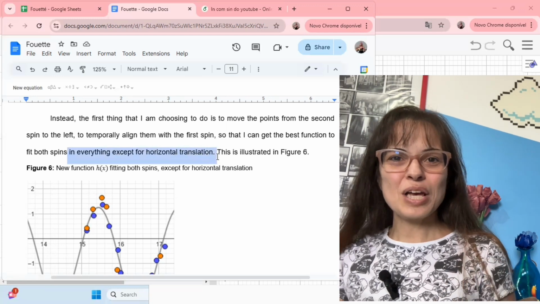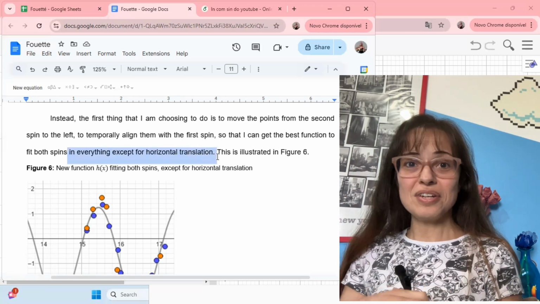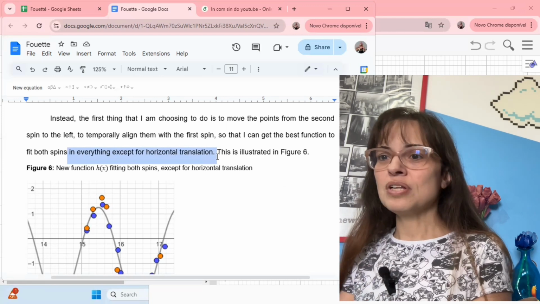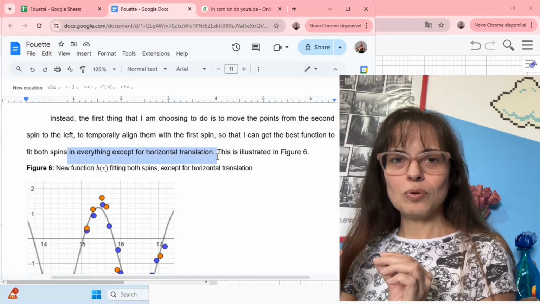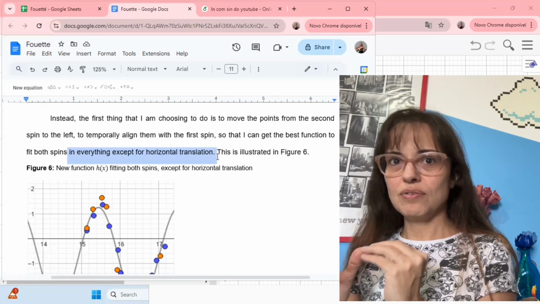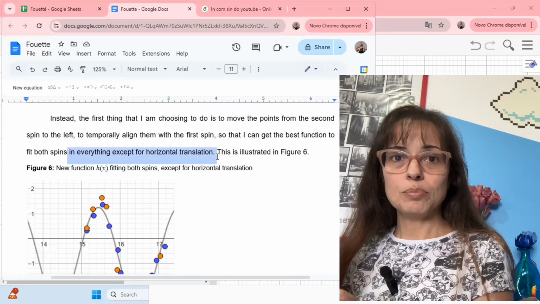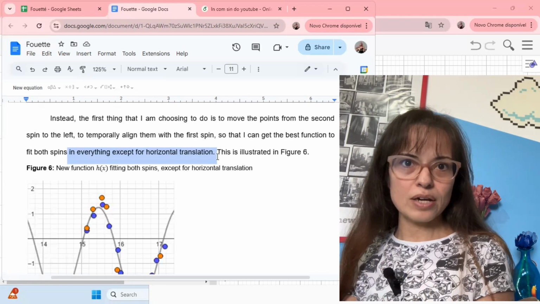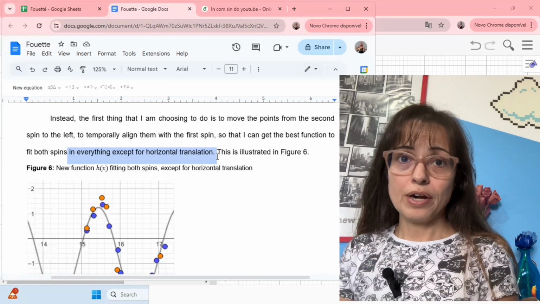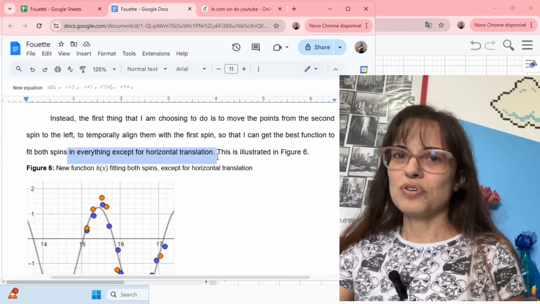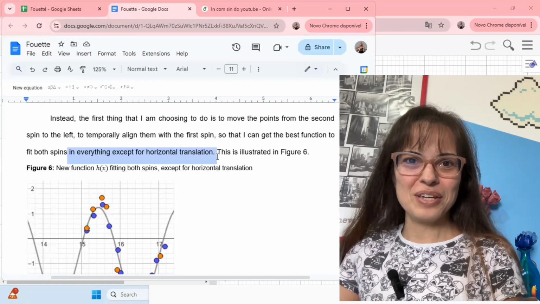In everything except for horizontal translation, I think it is the third time in the text that I am making this observation, that I know that what I am doing does not account for horizontal translation. I am making it very clear that I am not just overlooking it. It is a choice, it is a strategy, and I am very aware of what I am doing. It's important to show that in the text for the person who is reading it and grading you.